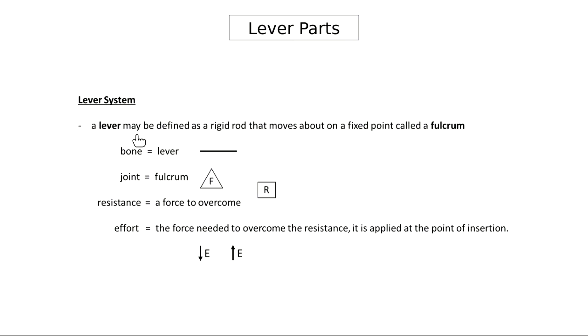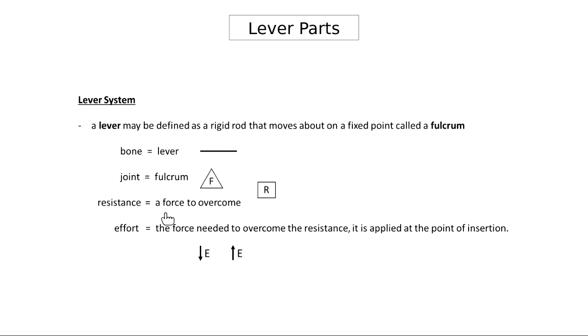So a lever may be defined as a rigid rod that moves about on a fixed point called a fulcrum. And you see here that the bone is going to be a little rod here, a lever. The joint is called the fulcrum. And there's an F, like a little triangle with an F in it for fulcrum. That's where the joint's going to be.